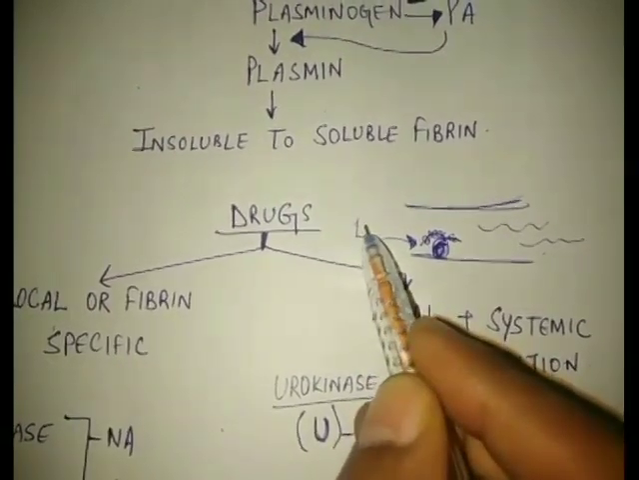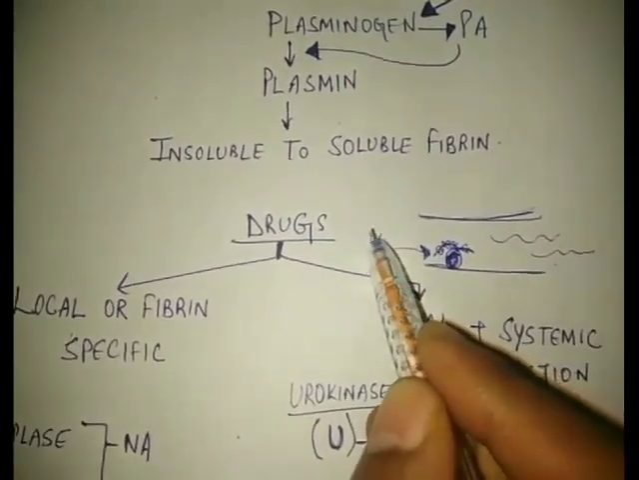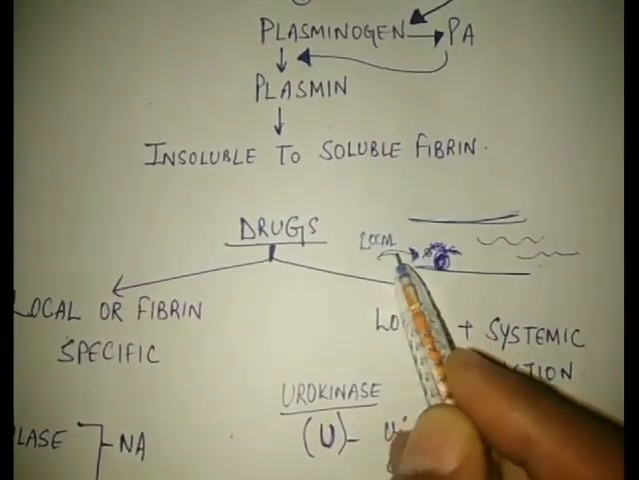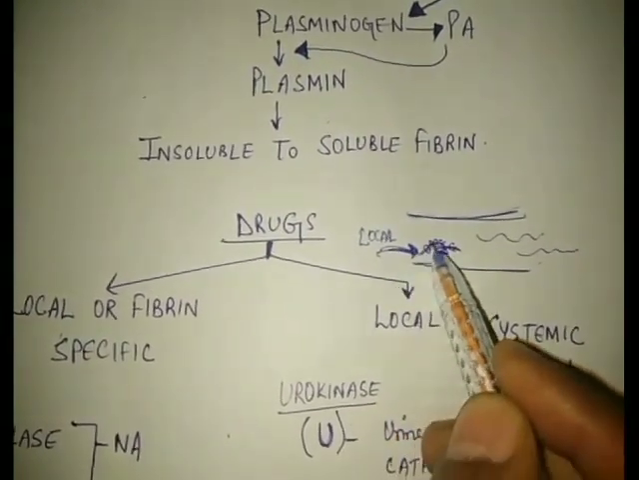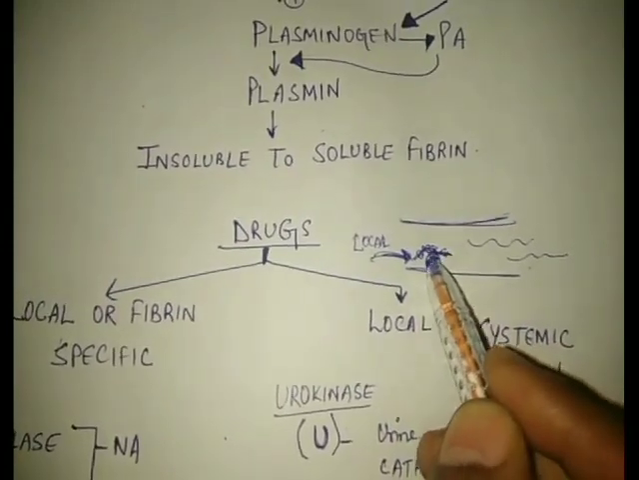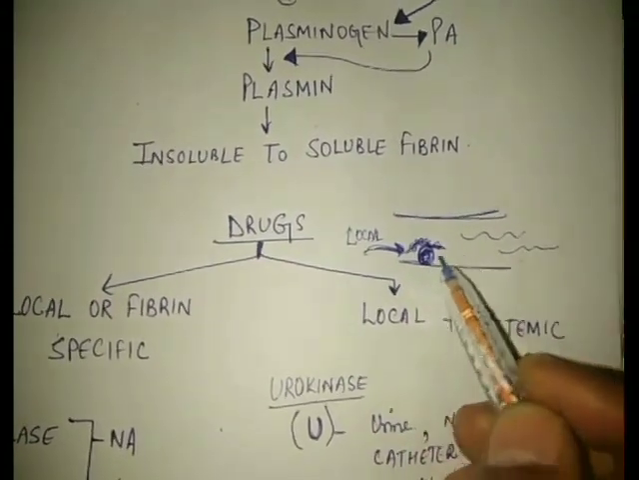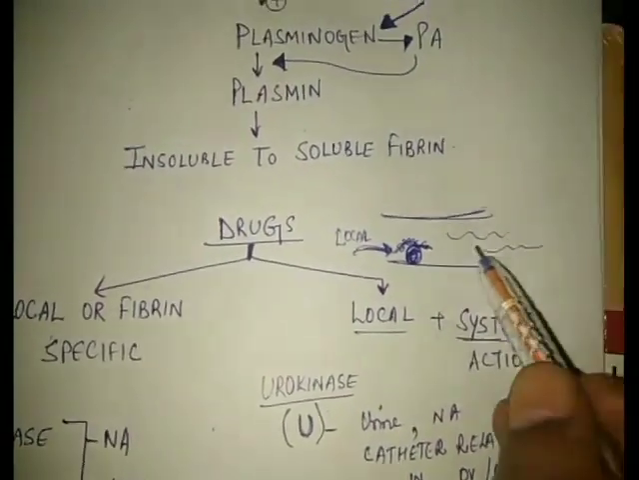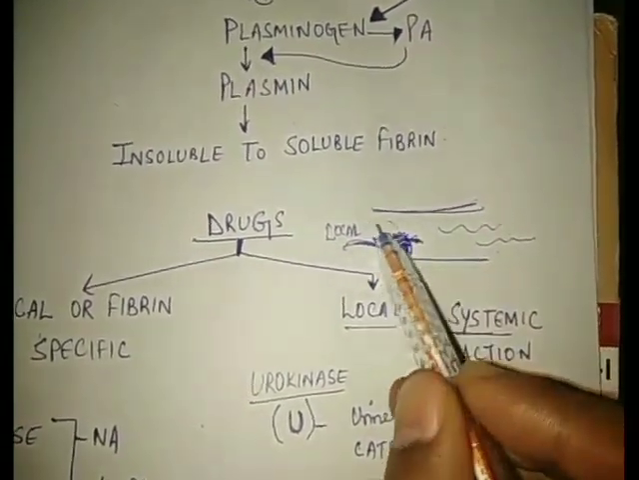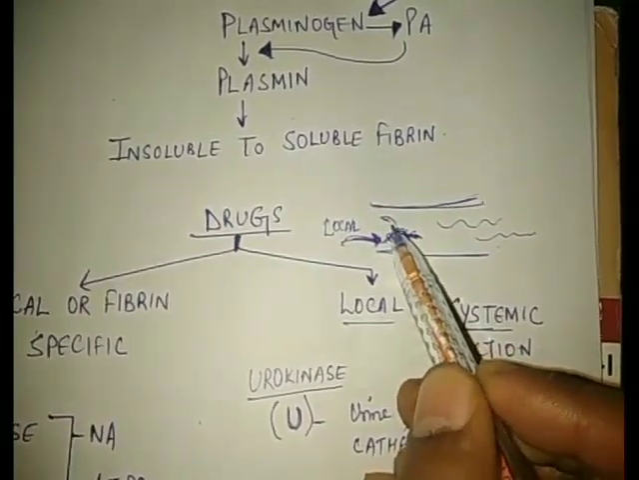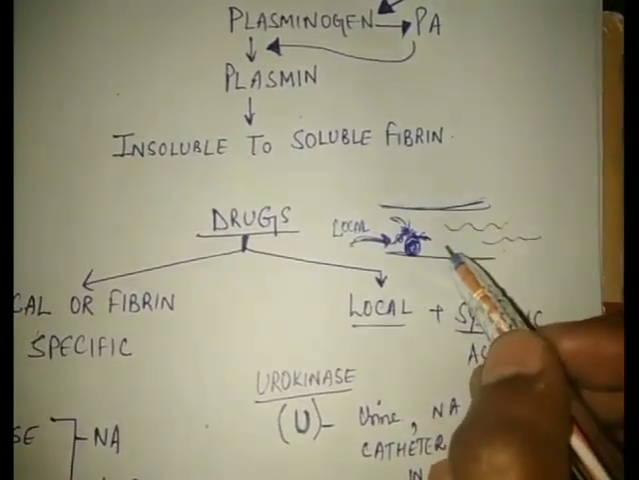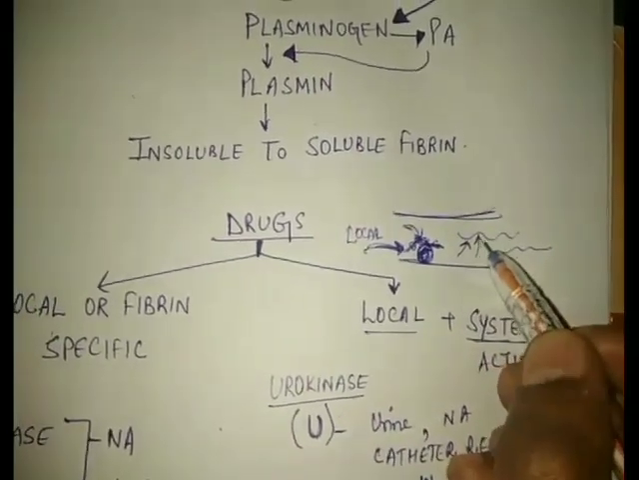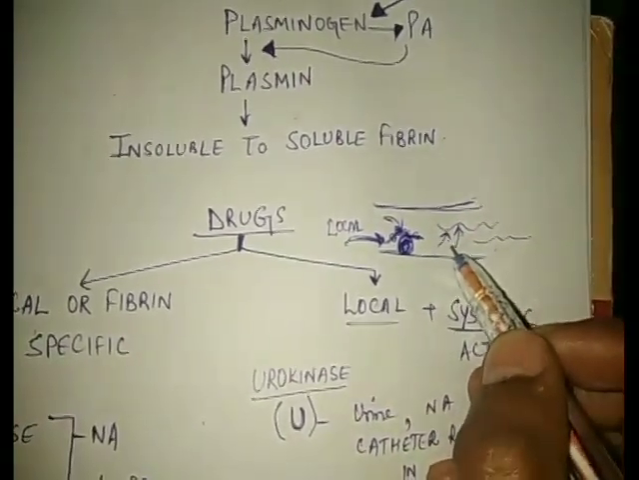These are the local drugs. These are the fibrin specific drugs or the locally acting drugs. They stimulate the plasminogen which is present on the fibrin, present on the clot. And those drugs which are having the local plus systemic action, they not only stimulate the plasminogen which is present on the fibrin, but also stimulate the plasminogen which is freely floating in the circulation. This is the systemic action.